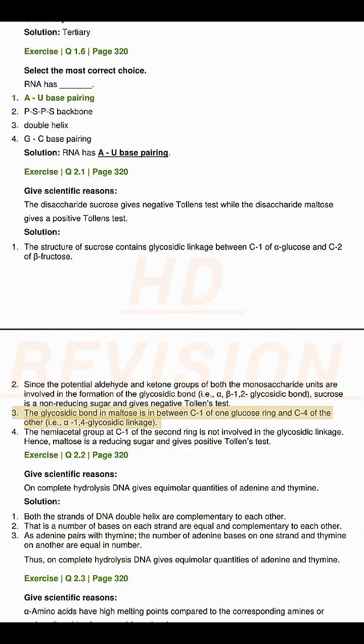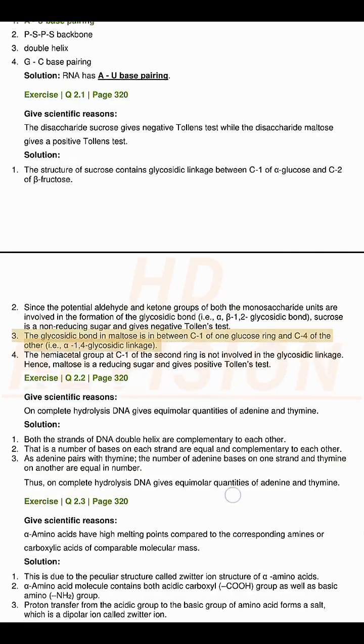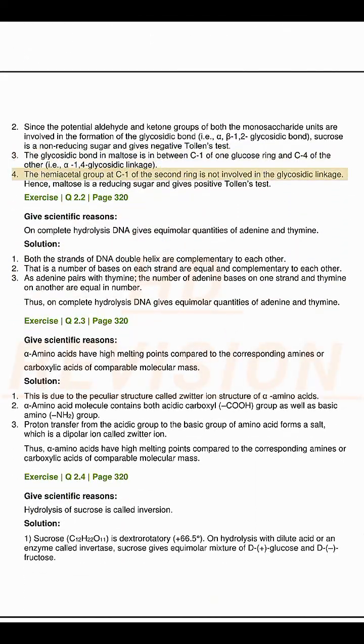3. The glycosidic bond in maltose is between C1 of one glucose ring and C4 of the other, i.e., alpha-1,4-glycosidic linkage. 4. The hemiacetal group at C1 of the second ring is not involved in the glycosidic linkage. Hence, maltose is a reducing sugar and gives positive Tollens test.